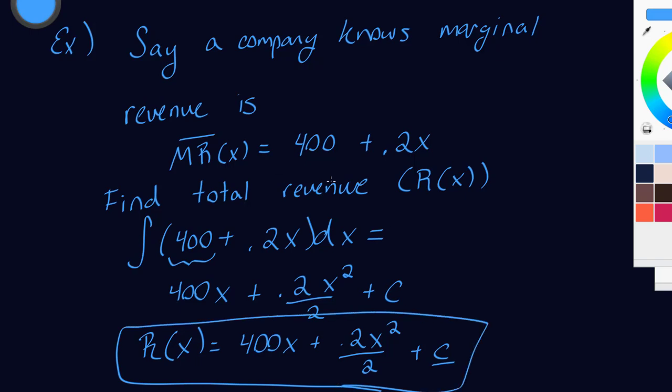Now let's say that instead of being given the revenue function, we were given the marginal cost function and asked to find the cost. We would do the same thing. We would take the antiderivative of that function.